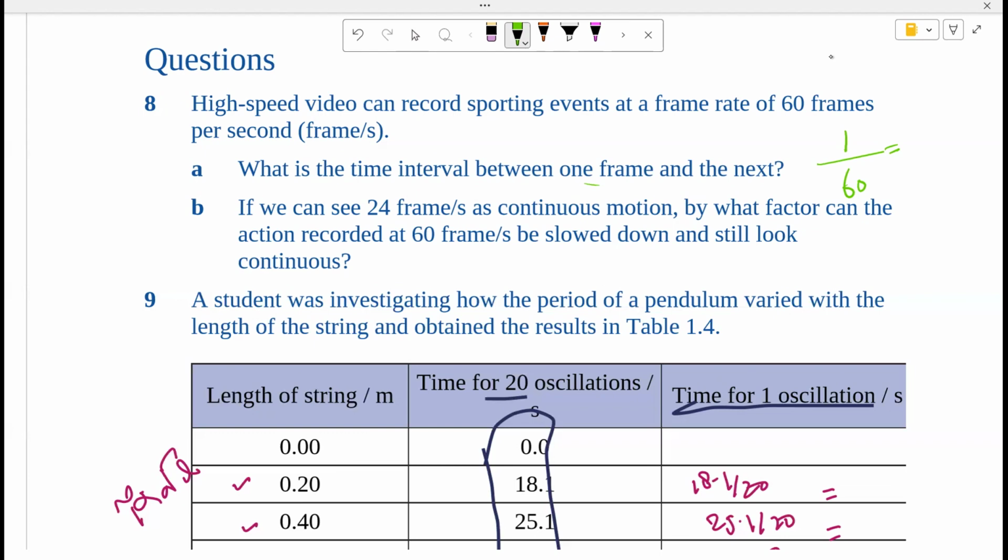Clearly, if we do 1 divided by 60, the units would come out to be in seconds, because in frames per second, the second would go in the denominator, so dividing 1 by it gives a unit of seconds, and time has a unit of seconds. That's why I divided 1 by 60. But if we do 60 by 1, would that be wrong? Yes, because then the unit would be 1 over second, and time has a unit of second only, not 1 over second. 1 over second is the unit of what? Frequency, if you recall that.